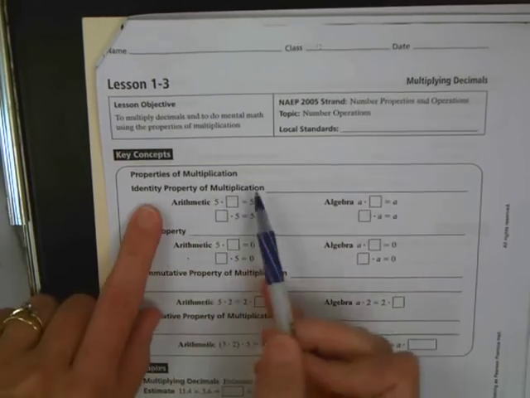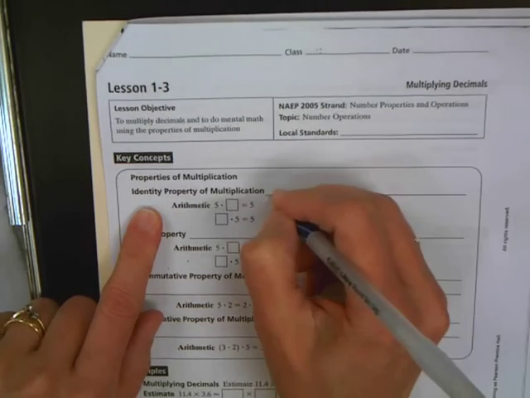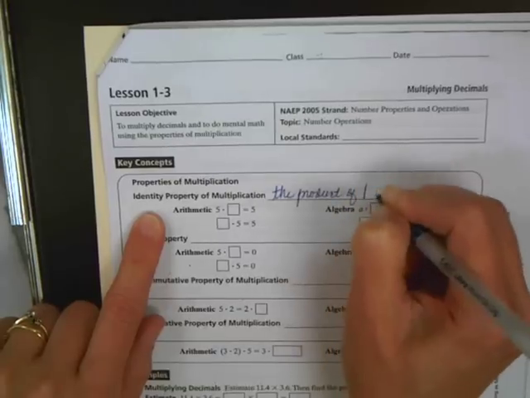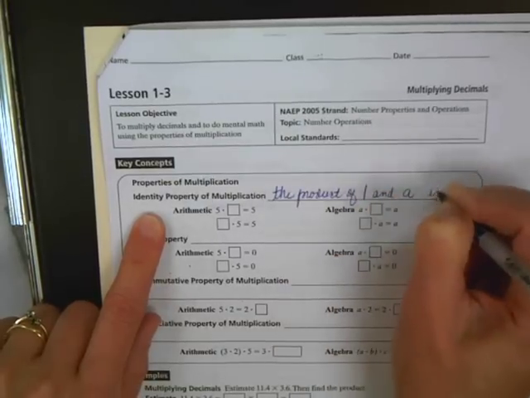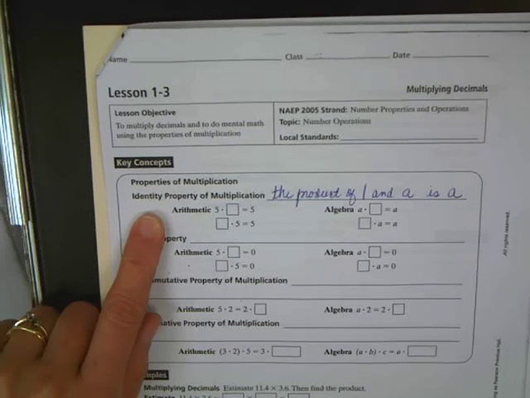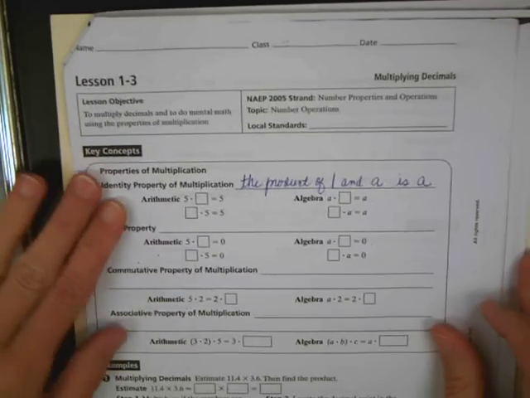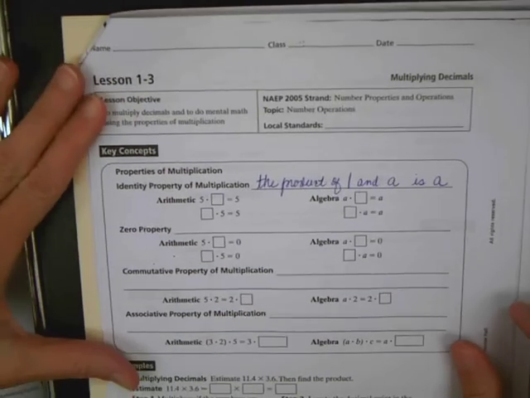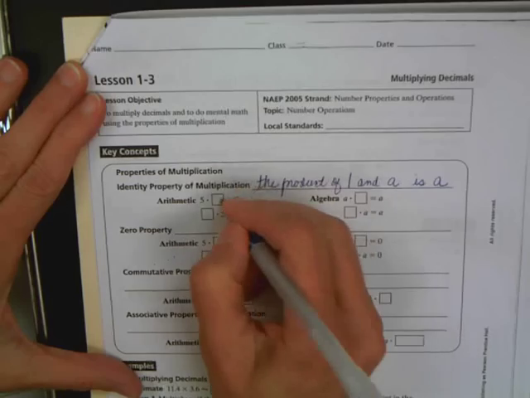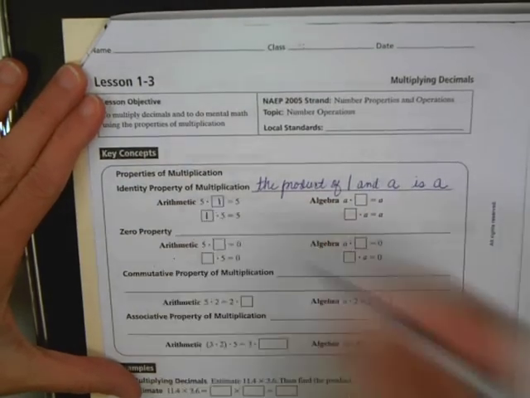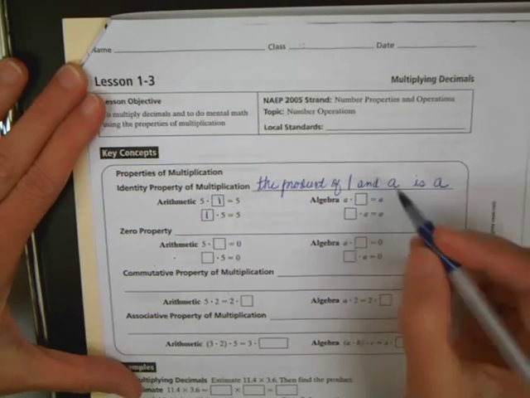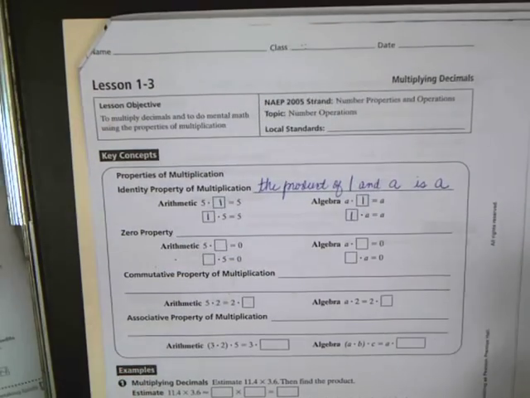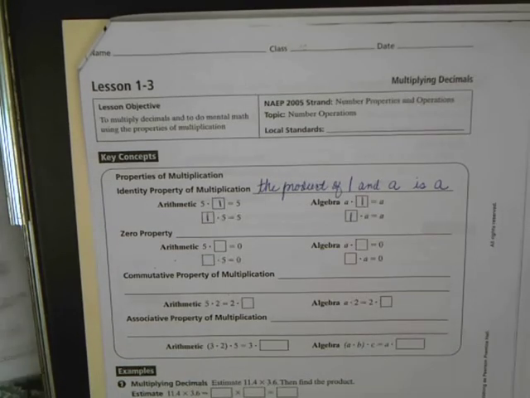The identity property of multiplication tells us that the product of 1 and A is A. So remember, the product is the answer to a multiplication problem. So this basically tells us that if I multiply anything by 1, I'm just going to get that same number back. That's all it tells me. So 5 times 1 is 5, or if I think of it as 1 times 5, that also gives me 5. Algebraically speaking, A times 1 is A, or 1 times A is A. So any number times 1 is that number itself.